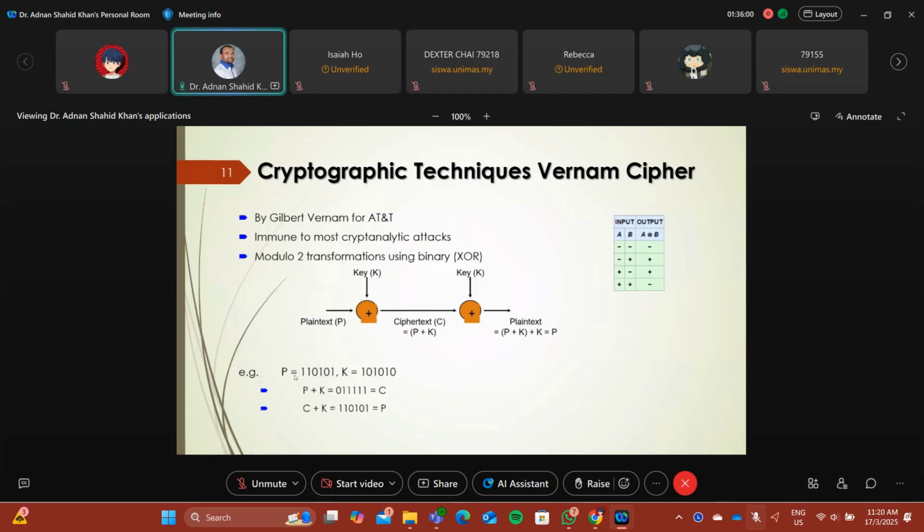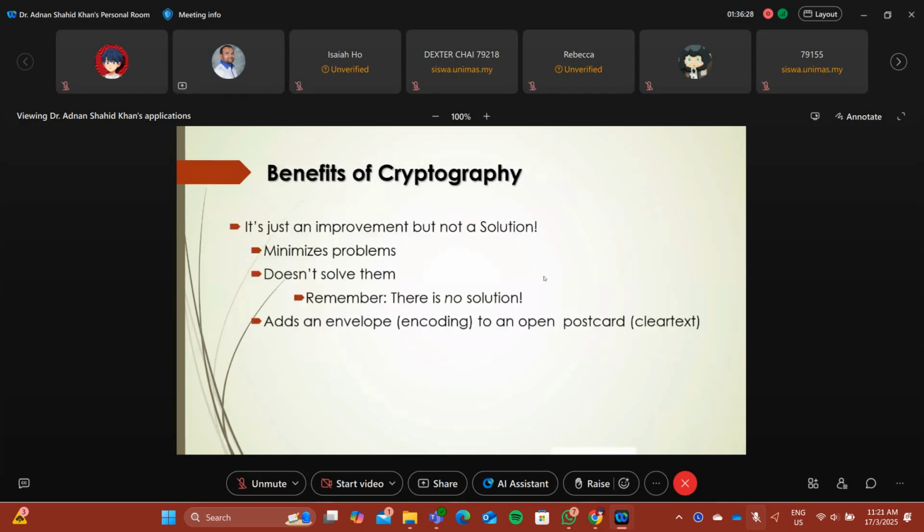For example, P is 110101 and K is 101010, and this is the key. To get the ciphertext, we XOR these two, we get this value. How to get the plain text back? This is the ciphertext. We use the same key, and we get this plain text back. Maybe later you can do this example by yourself. What are the benefits? It's just an improvement, but not a solution.